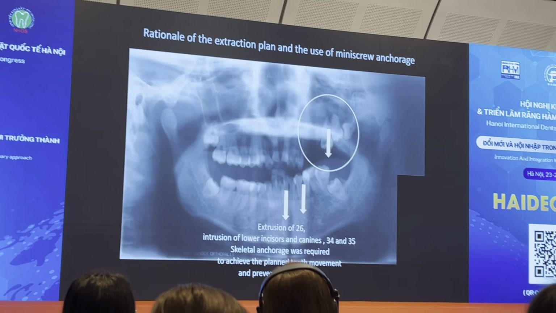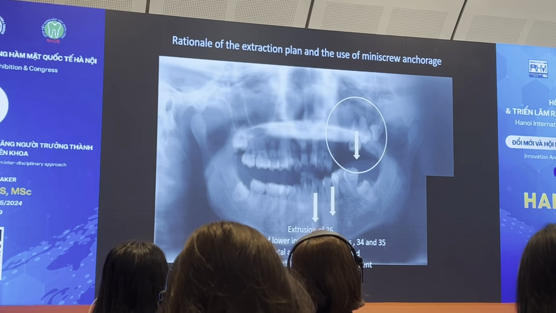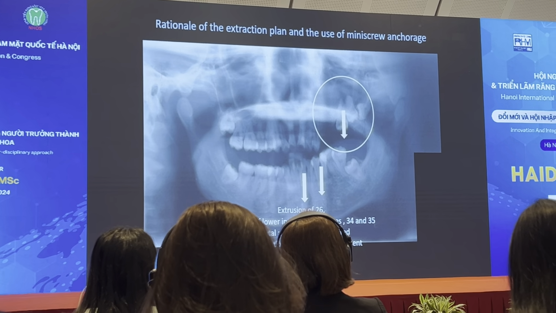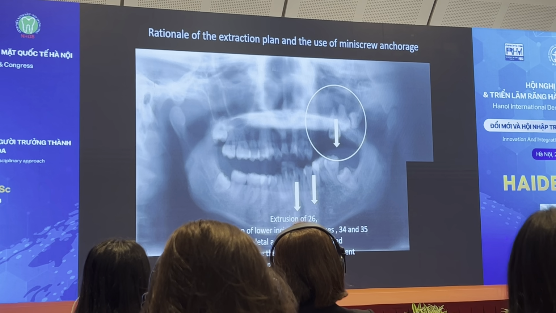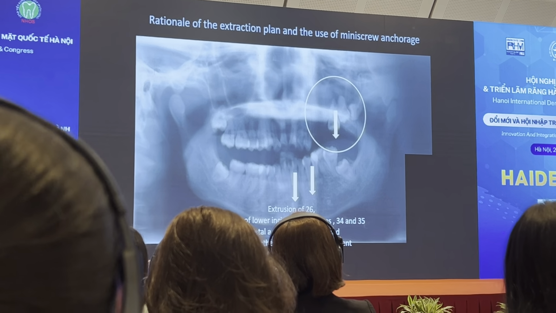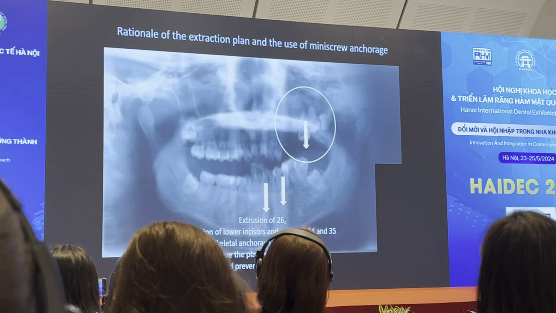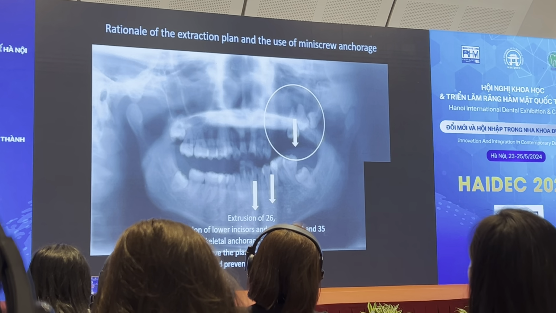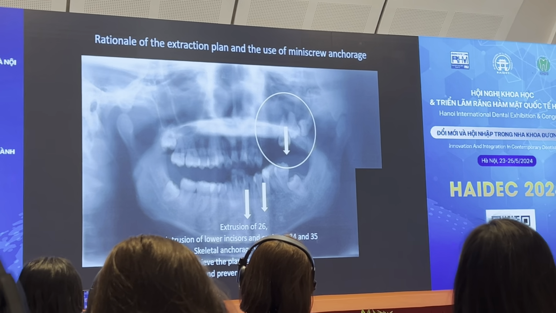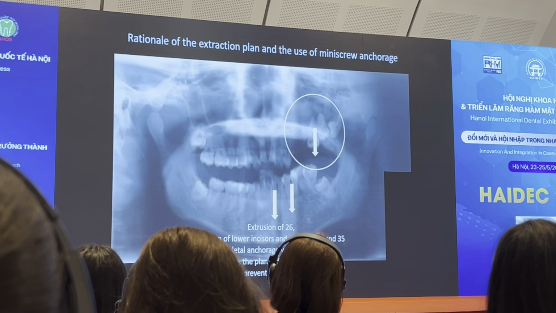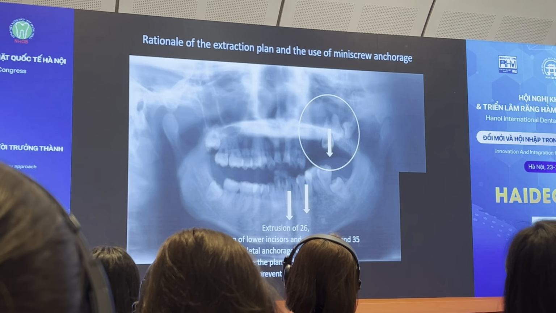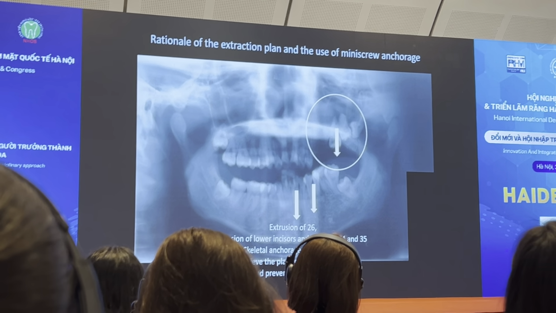Furthermore, there was a risk of causing ankylosis of 2.6 in response to the orthodontic force if the cause of impaction was a primary failure of eruption. Because of that, I should not attempt to erupt 2.6 at the expense of the anchorage of the other upper teeth. In conclusion, skeletal anchorage had to be used.